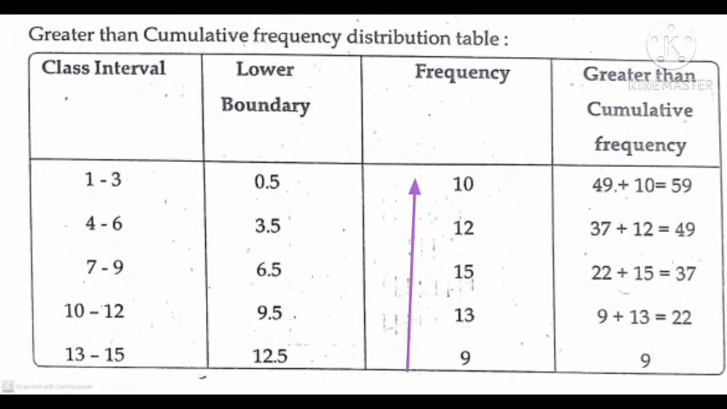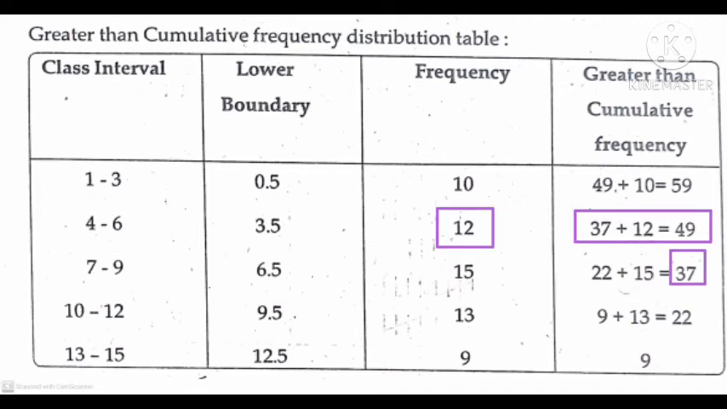Add the frequency from bottom to top. See how we can do it. 9 plus 13, 22. 22 plus 15, 37. 37 plus 12, 49. 49 plus 10, 59.